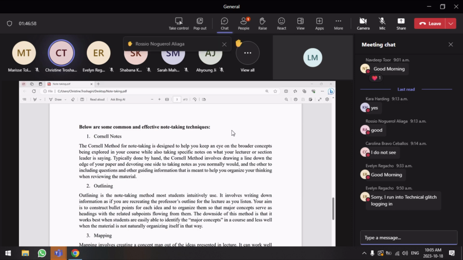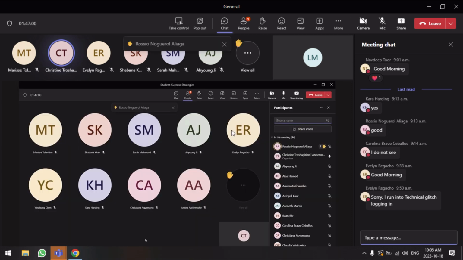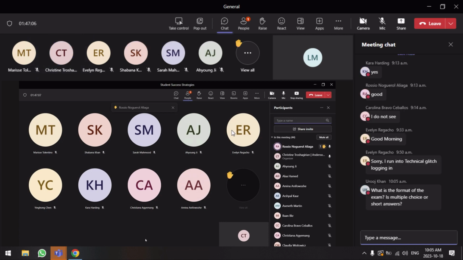Now I'm going to come to the class in order to take up your questions. Rocio, go ahead, please. Hi, I don't understand the second technique, the leaning. Okay, it's called outlining, firstly. All right, Rocio, what didn't you understand? What main point did you not understand in the outlining technique?